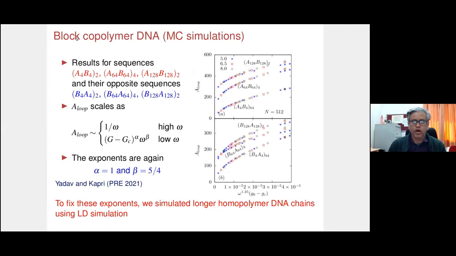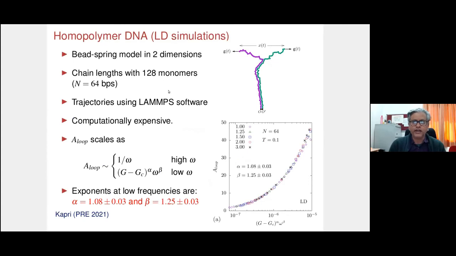For the block copolymer DNA problem, again we have shown the results for the low frequency regime here for 3 different sequences. We again see that the exponents are alpha equal to 1, beta equal to 1. So from 2 different problems, we got the same exponent. So we thought, let me simulate a longer chain homopolymer DNA using LD simulations to check whether dynamics has anything to do with it. Here we simulated a bead spring model in 2 dimensions.